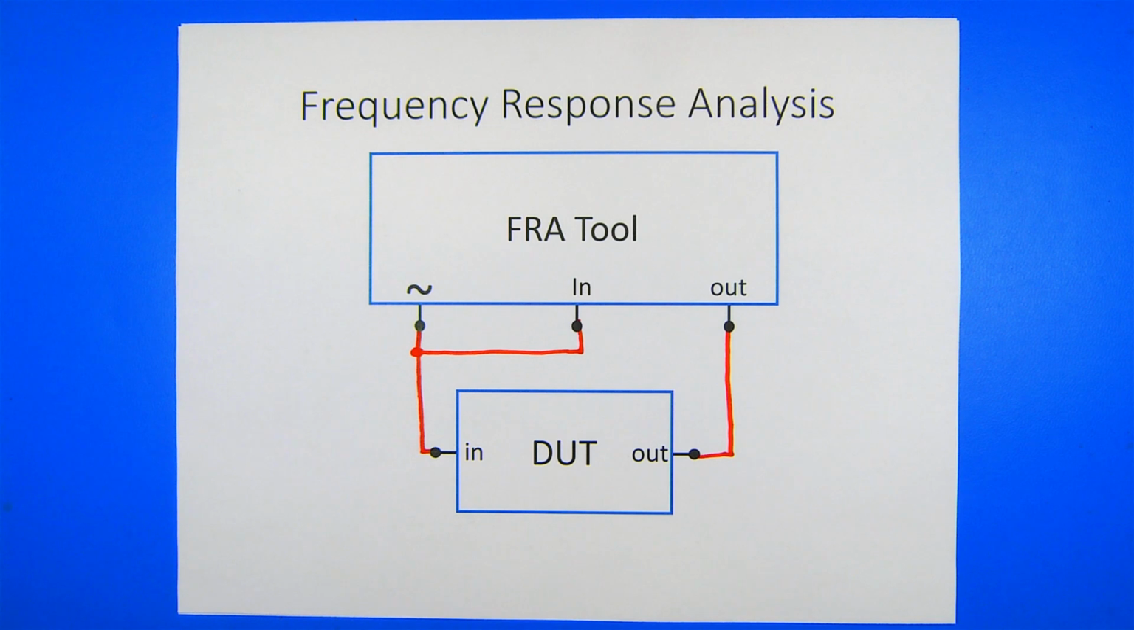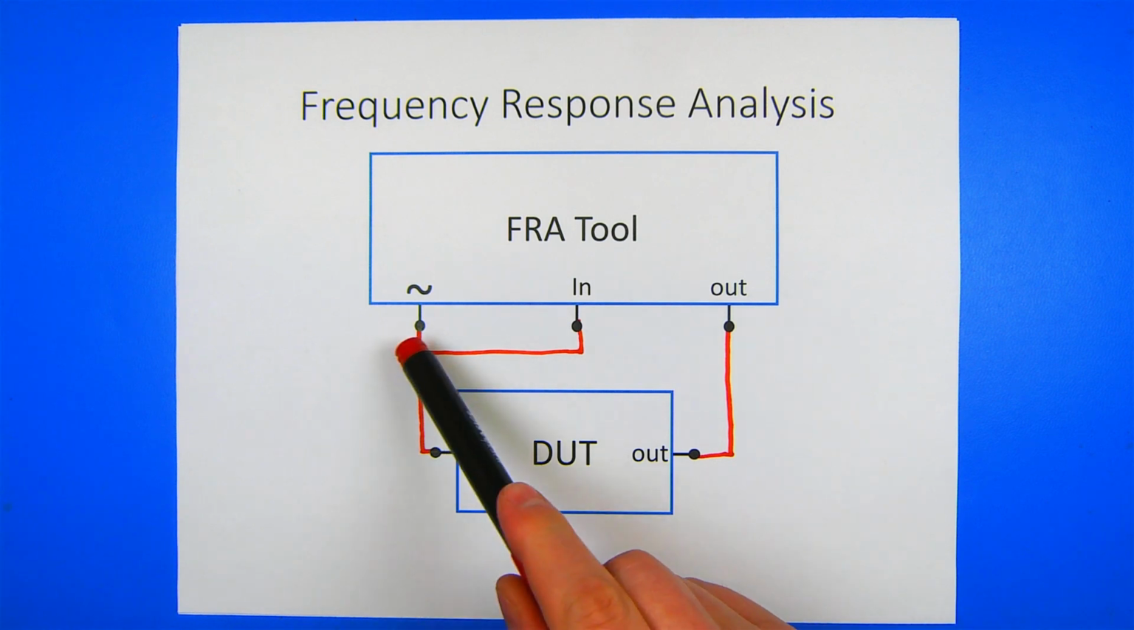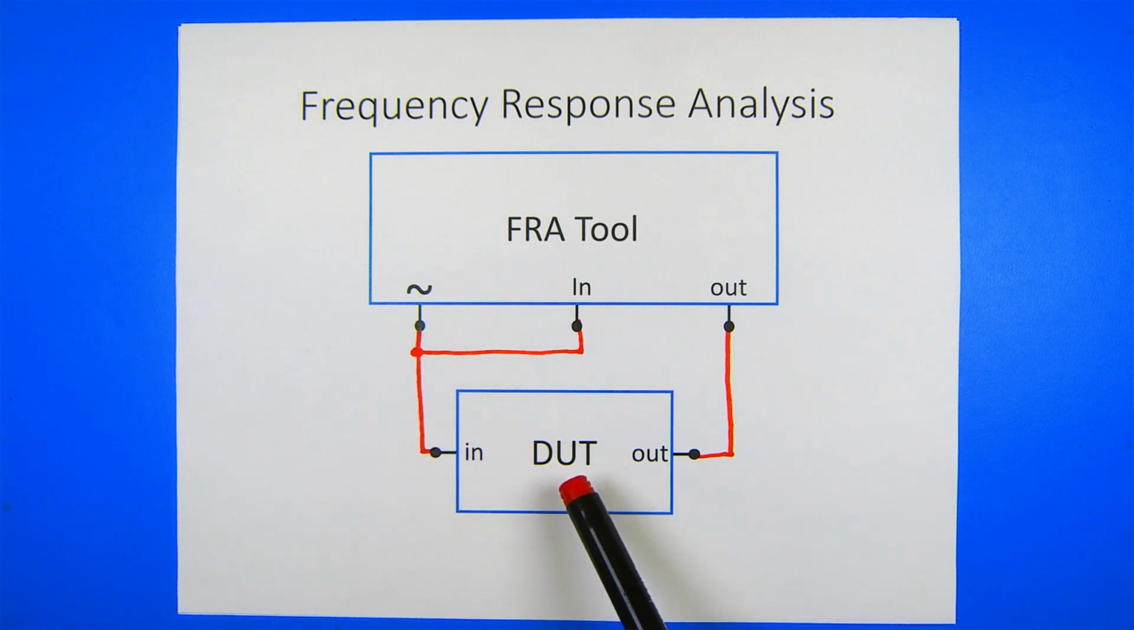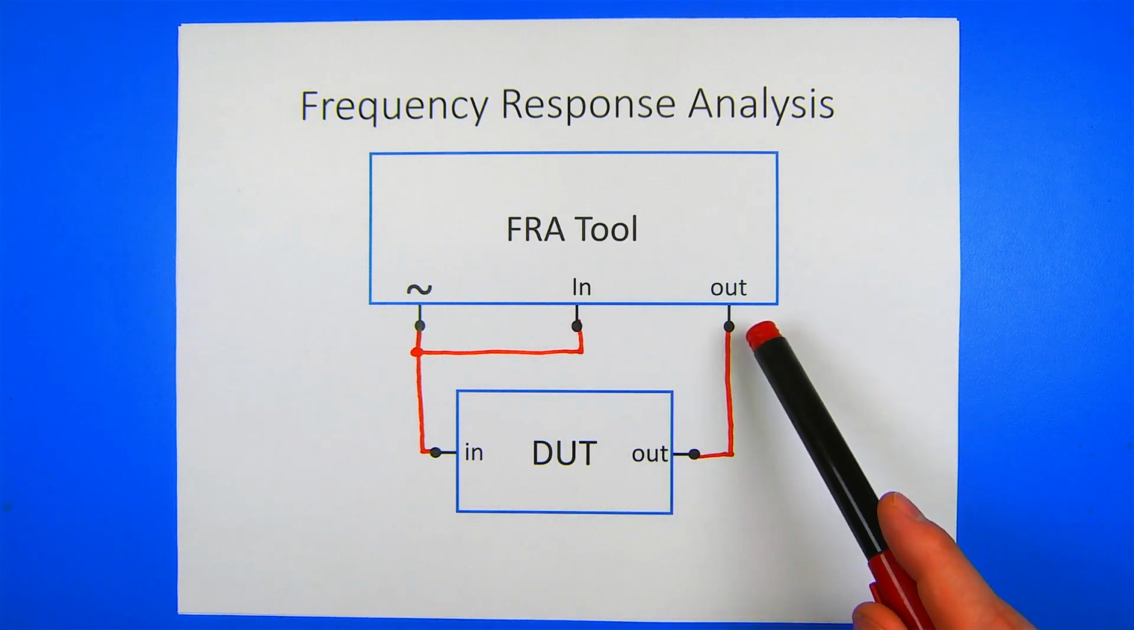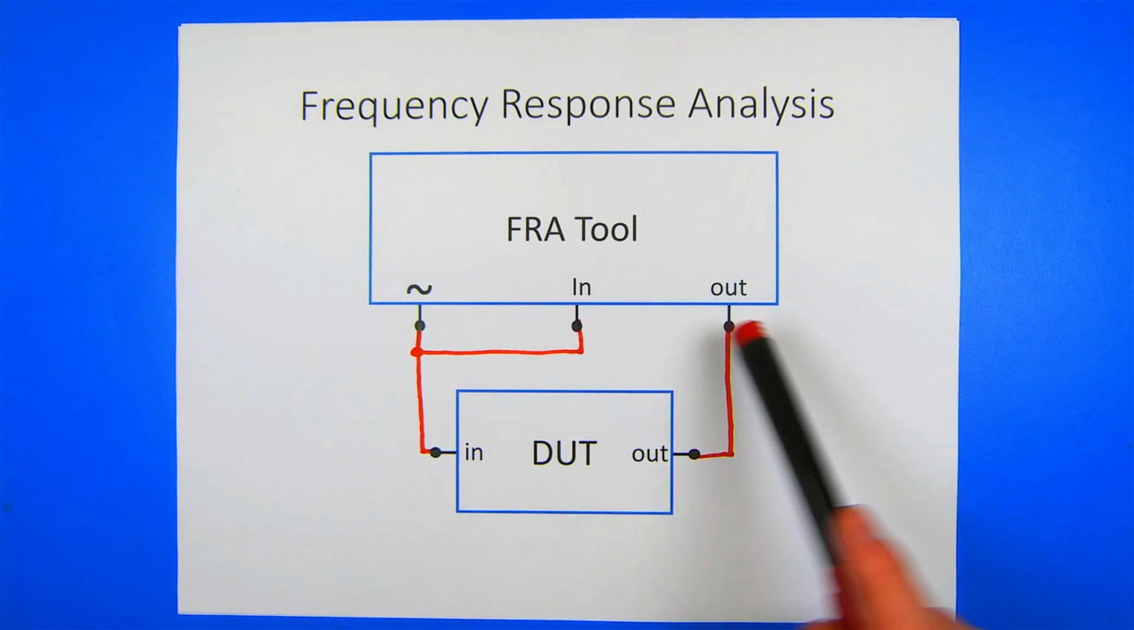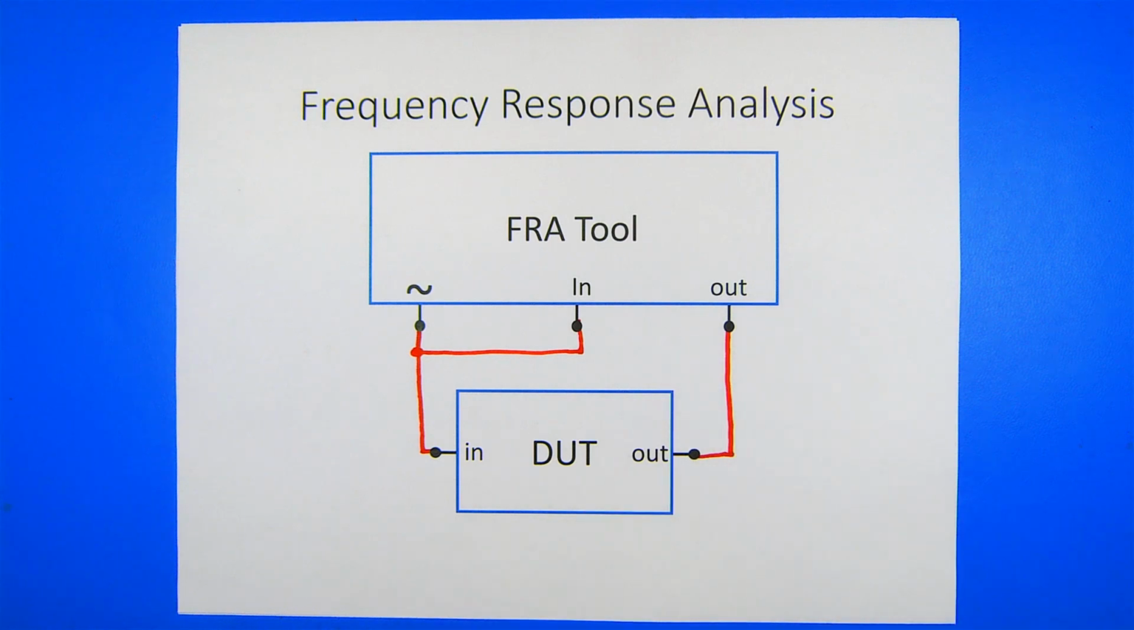The FRA tool functions by applying a stimulus signal to the device under test and measuring that stimulus signal at the input of the device and at the output of the device. It compares the input and output waveforms to determine the magnitude and phase response of your device at various frequencies.